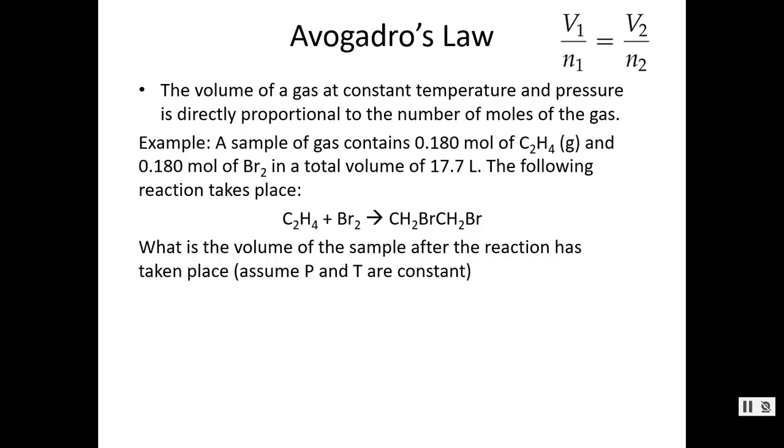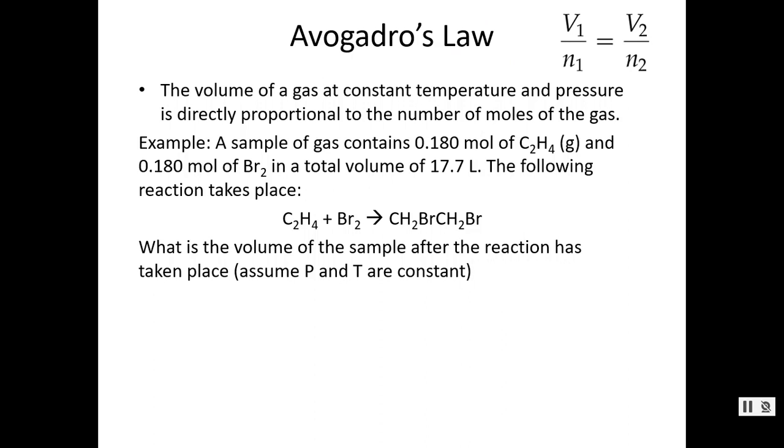What do I mean by that? So in this problem, it says that we have a sample of gas that contains a certain amount of C2H4 and Br2, and we know those mole amounts of the reactants, and we know that the total volume that those gas reactants contain is 17.7 liters. We're given a balanced chemical equation, and we want to know what the volume of the sample is after the reaction has taken place, after all of my C2H4 gas has reacted with my Br2 gas. So we can use Avogadro's law to solve that problem.